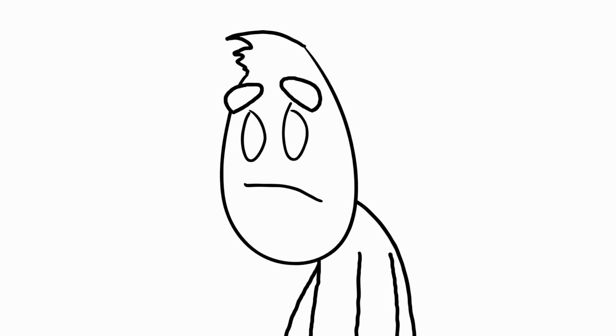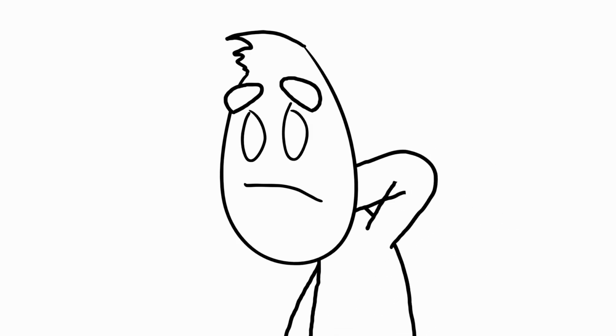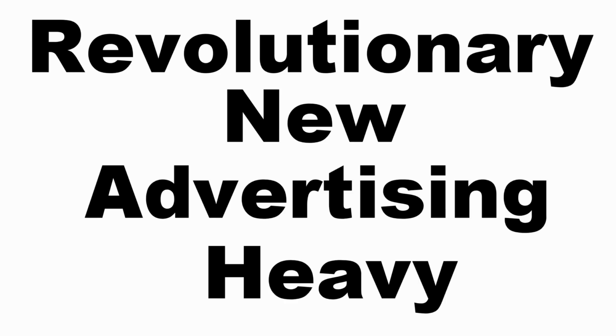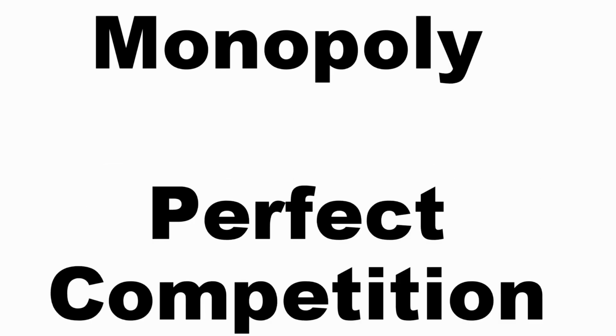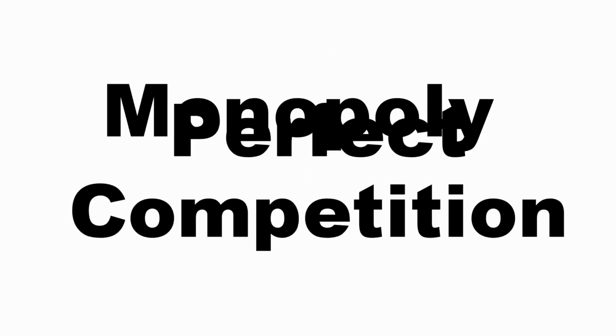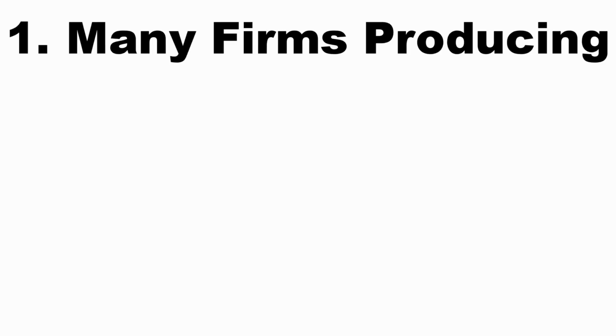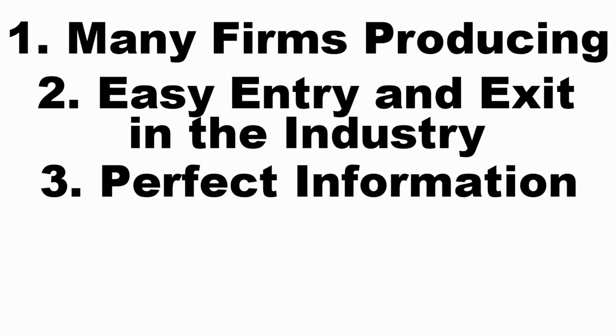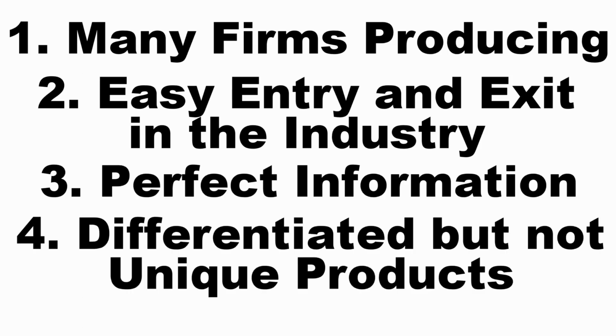Are you in need of a new market structure? Are both monopoly and perfect competition too extreme? Well, then we've got the market structure for you. Presenting the all-new, never-before-seen market structure, monopolistic competition. This revolutionary new advertiser-heavy market structure utilizes pieces of both perfect competition and monopolies. Now new and improved, your monopolistic competition package comes with many firms producing products, easy entry and exit into the industry, perfect information, and differentiated but not unique products.